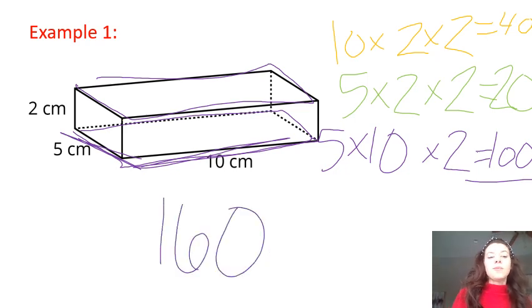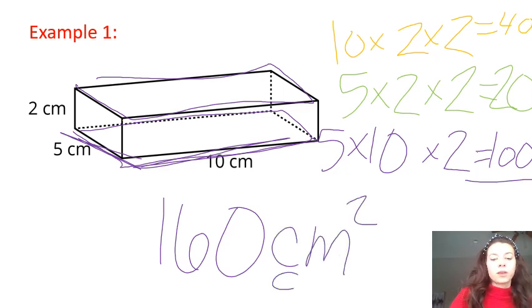Good. And the label on that is not just centimeters, right? It's not a distance. It's how many centimeter by centimeter pieces would it take to cover this. So we're going to use centimeters squared. Remember, you can write that as square centimeters as well.